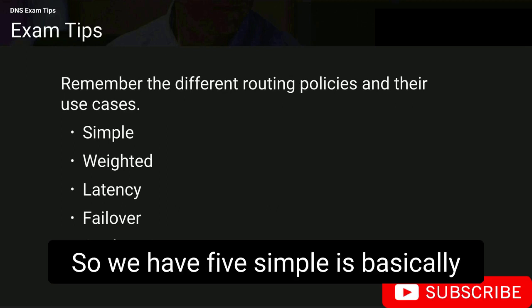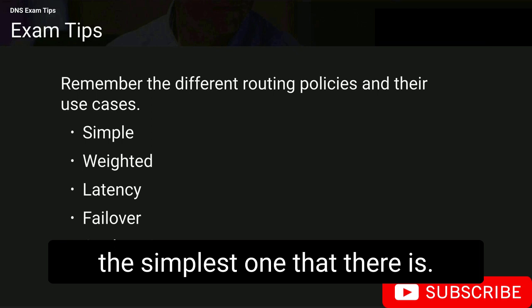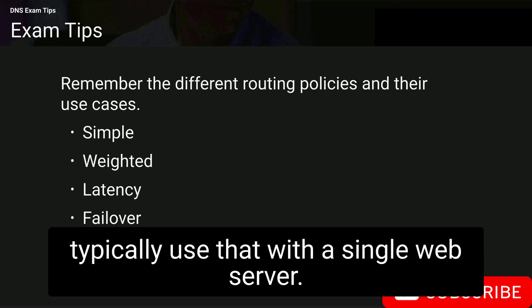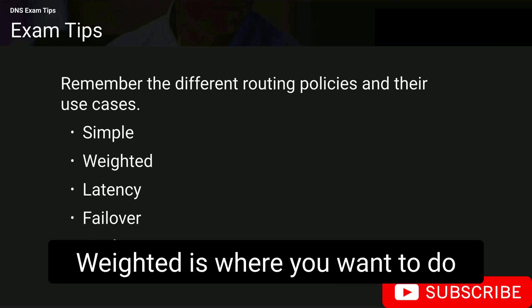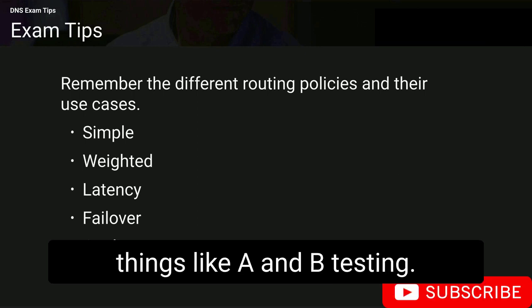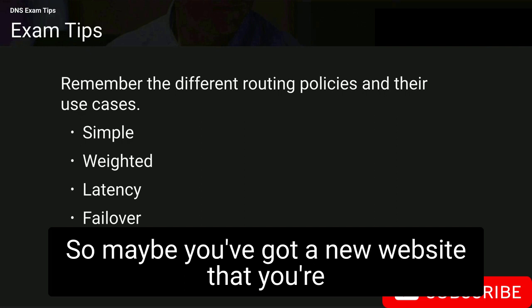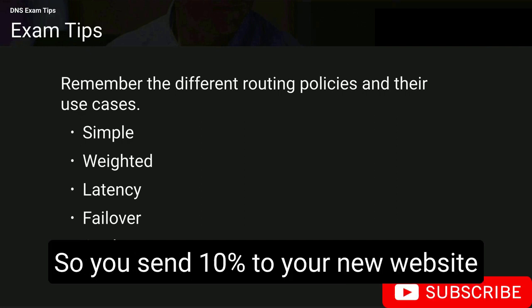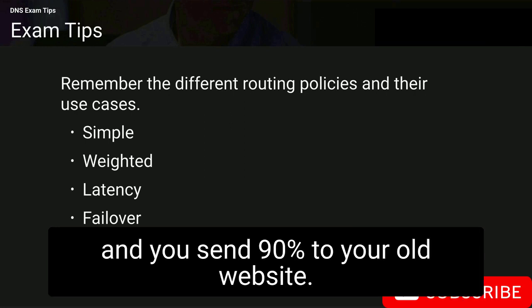And then of course remember the different routing policies and their use cases. So we have 5. Simple is basically the simplest one that there is. It's basically stupid round robin, and you would typically use that with a single web server. Weighted is where you want to do things like A and B testing. So maybe you've got a new website that you're bringing into production, but you want to make sure that it's going to increase in sales. So you send 10% to your new website and you send 90% to your old website.